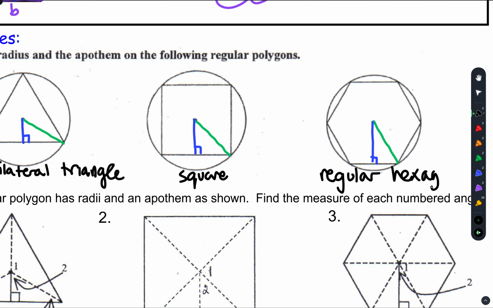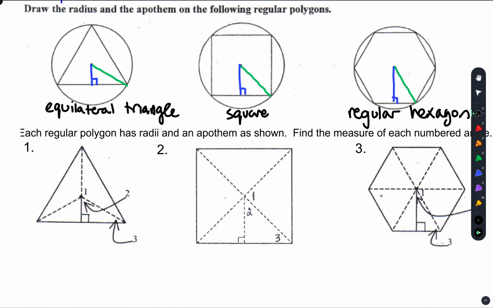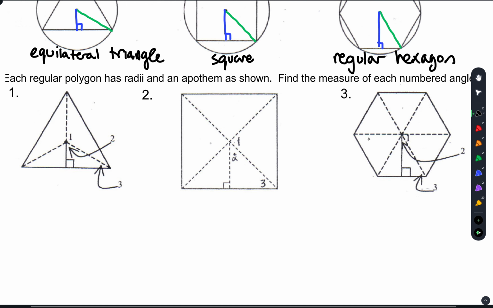These are the only three we're going to focus on today. Let's talk about what those special properties are. Again, they have the radii and an apothem drawn for me. So I'm going to highlight these in the correct colors because I like them to be color-coded. So there's my radius. There's my apothem.